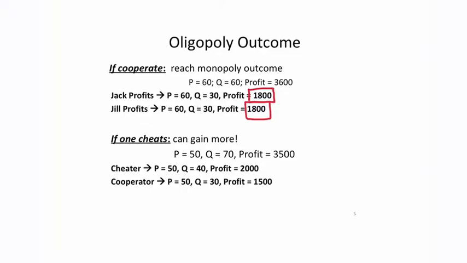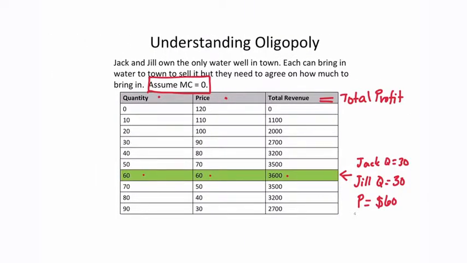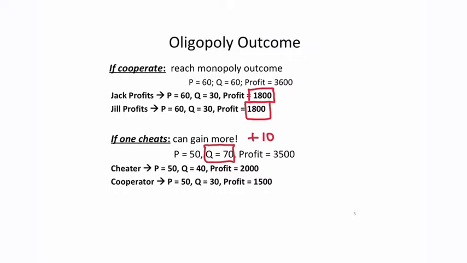But now, what happens if one of them cheats? Let's say that one of them cheats and produces 10 more gallons. So the quantity rises to 70 gallons of water entering the market. According to our previous table, at 70 gallons entering this market, the price is going to be $50. So the price falls and the total quantity rises. Our total profits fall to $3,500.